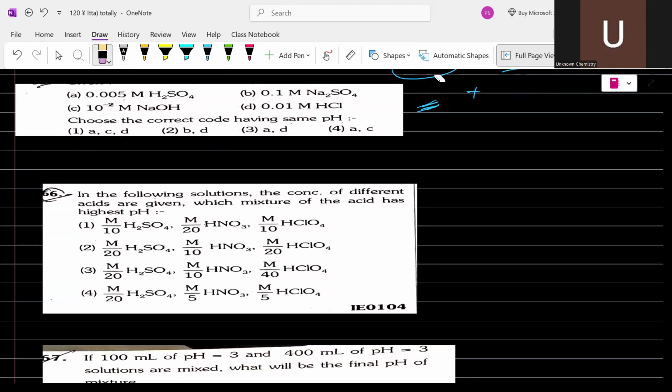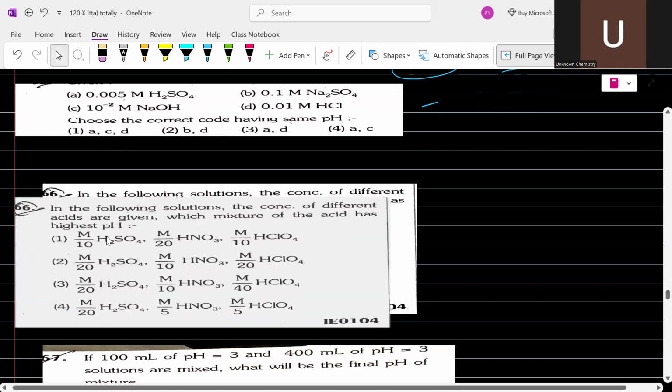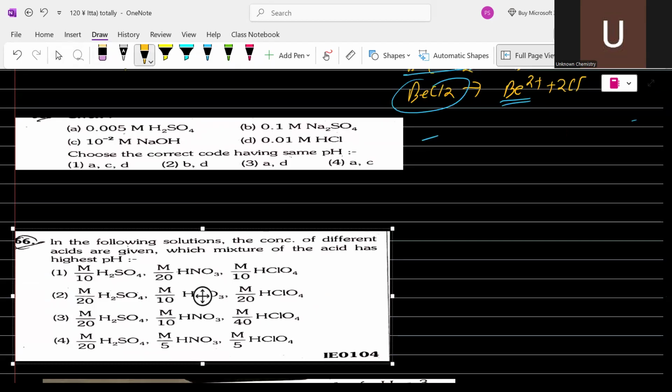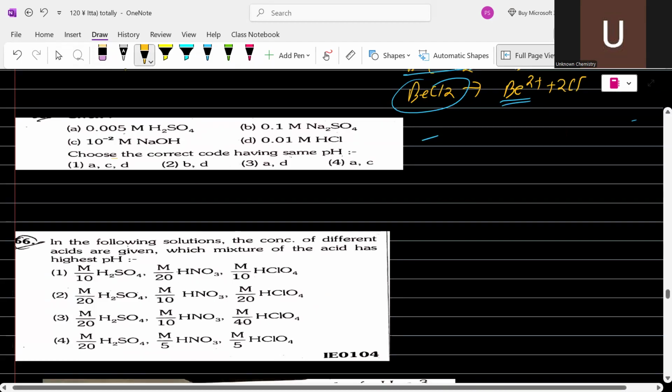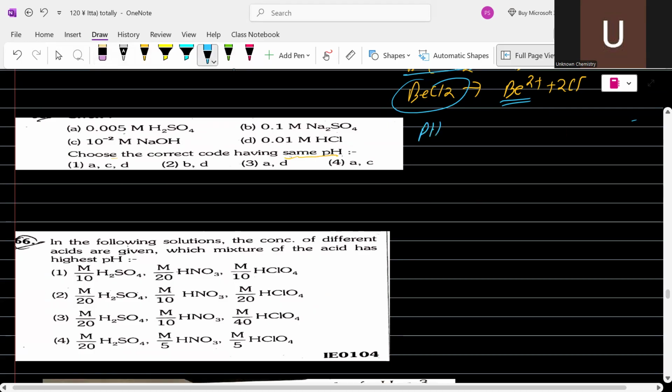I'll solve the question on the right side. Now, read this question here, everyone. Choose the correct statement having same pH. pH means what? Please understand, pH means the concentration of H plus ion should be the same.